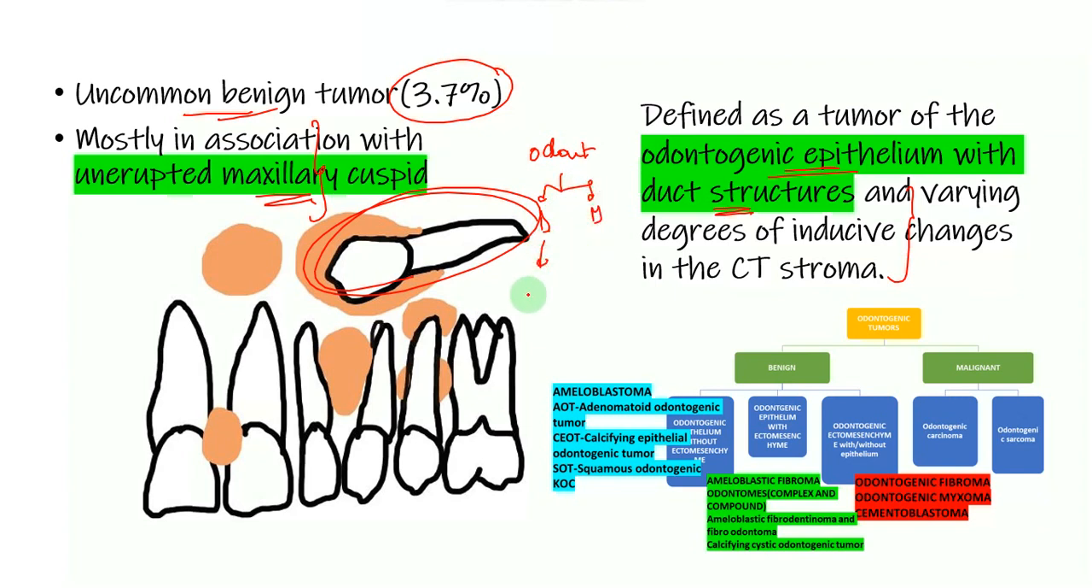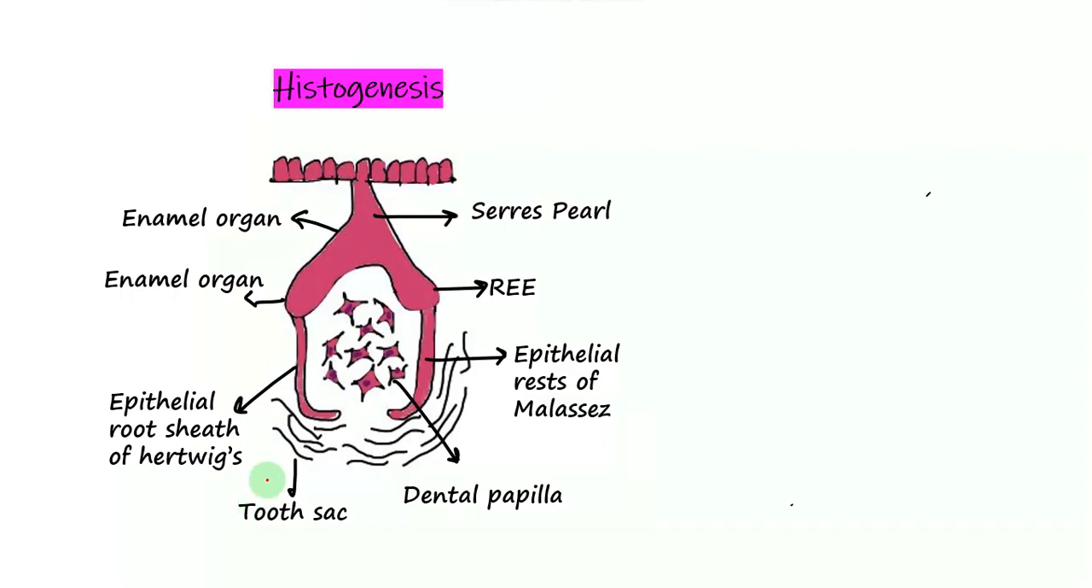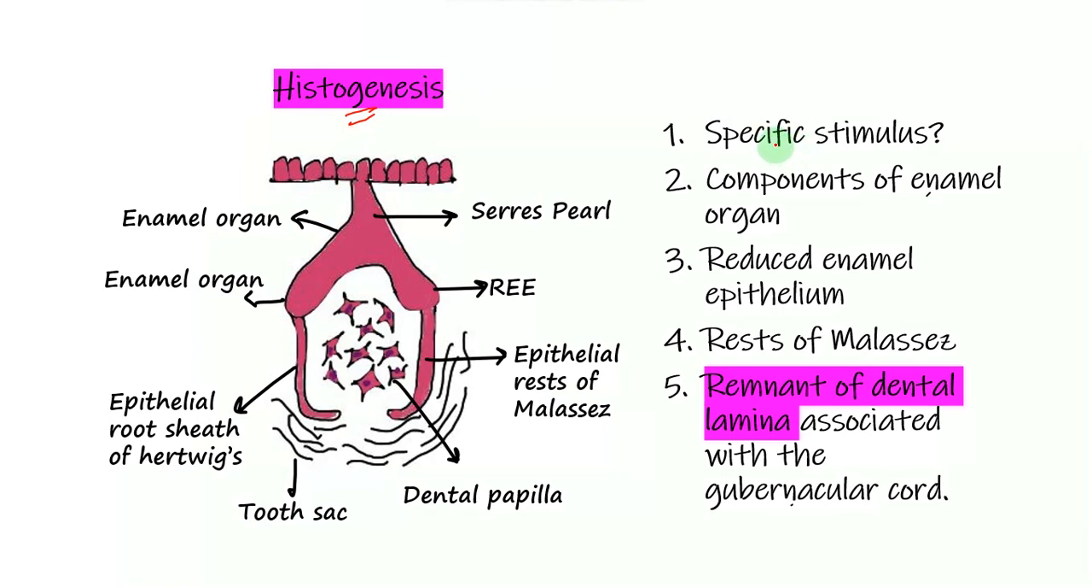The benign were further classified into one of the categories which said odontogenic epithelium without ectomesenchyme. Okay, so this is purely a result of odontogenic epithelium. Fine. There is still a controversy whether it is a neoplasm or a hamartoma. And its histogenesis, there is no exact known cause like all odontogenic tumors, but it is believed to arise from the components of the enamel organ, the reduced enamel epithelium, the rests of Malassez, and more recently and importantly, the remnants of the dental lamina.